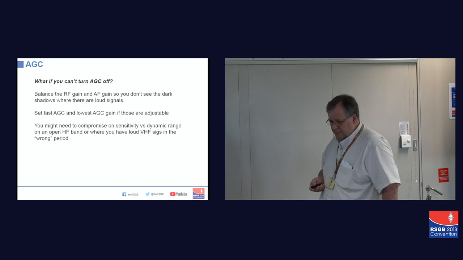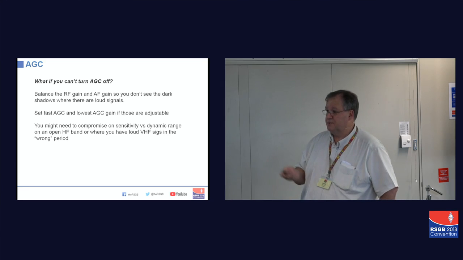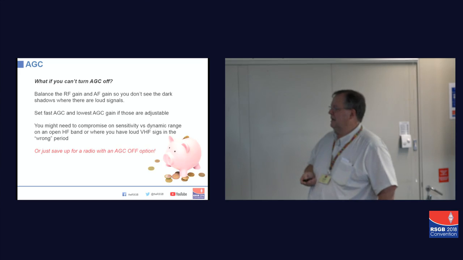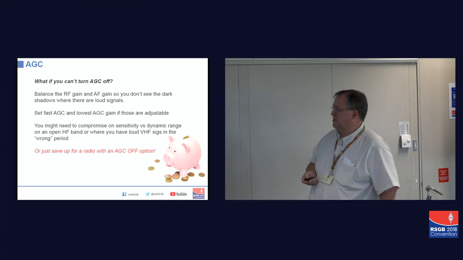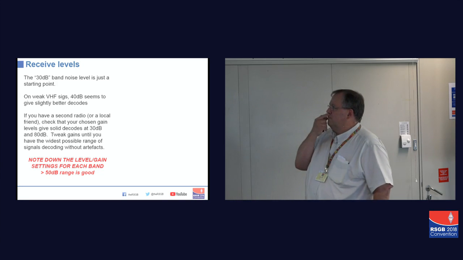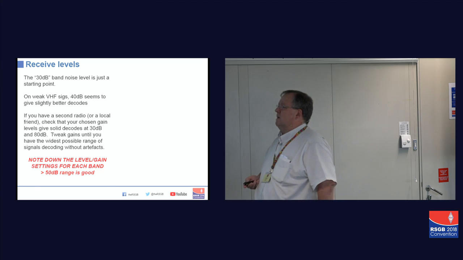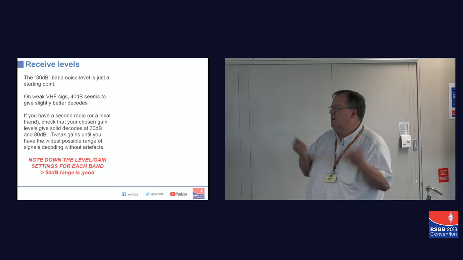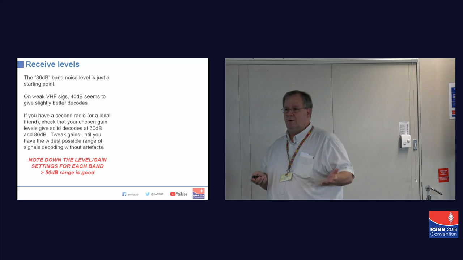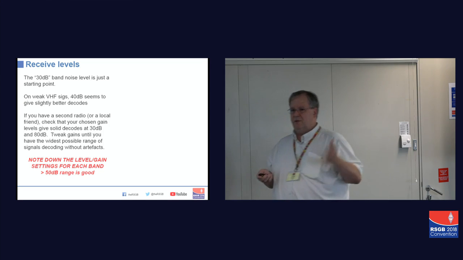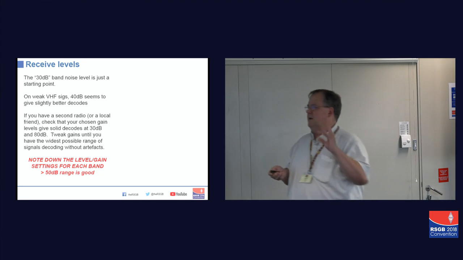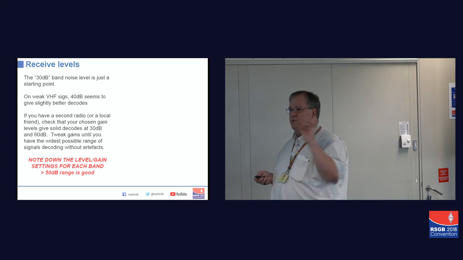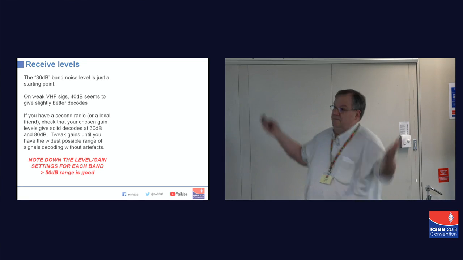You'll probably end up losing some of the dynamic range as a result, but you haven't got very many choices. So save up for a radio with an AGC switch. So this 30 dB band noise level is just a starting point. Somehow I seem to feel that 40 dB works better for me on weak VHF, but I've got absolutely no scientific proof. However, the effect it has on my reception is brilliant. If I set it to 40 dB, I can always hear much better than I can at 30.